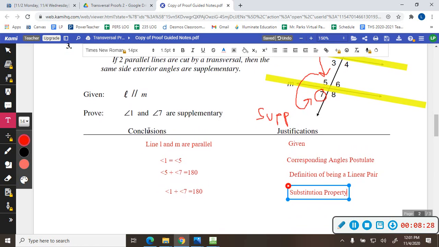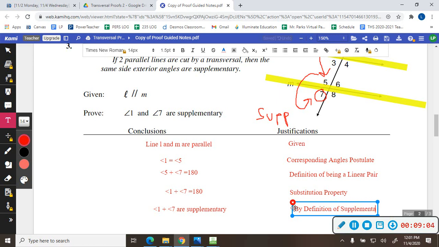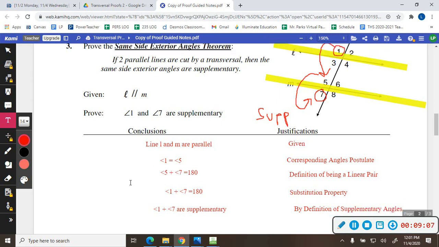So I have proven what they wanted, so I could say angle 1 and angle 7 are supplementary. How do I know that? There's many different ways to write this, but adding to 180 is another way to say supplementary, right? We'll just say that. So there's my proof.